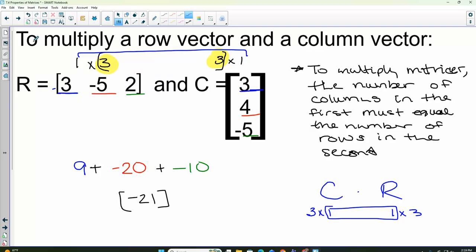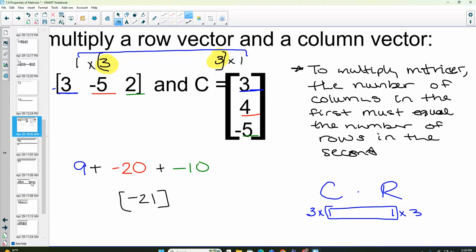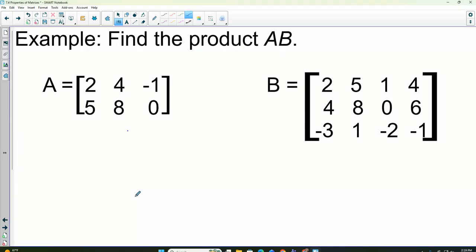All right, so let's actually multiply a couple of matrices. I want to find A times B. The very first thing I need to do is check if I can multiply it.